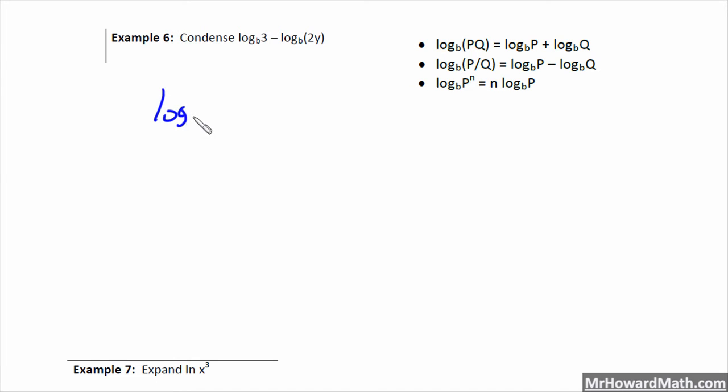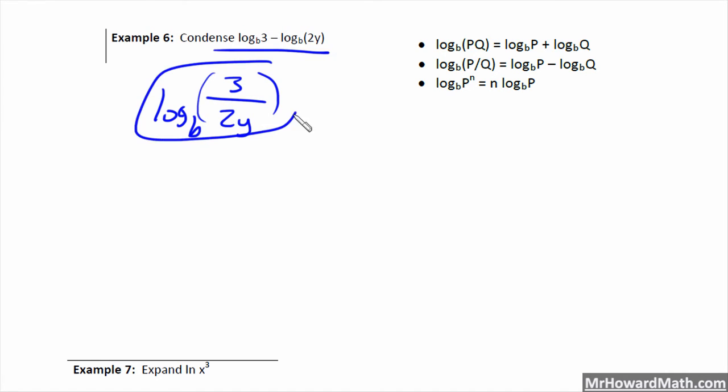So it'll be log base b, and then this number goes on top, and this part right here goes on bottom, and we'll go ahead and put that in parentheses to show that we're taking the log base b of this whole quantity right here, 3 over 2y. And that is condensed. We went from more stuff to less stuff when we condense. All right, example 7 is next.